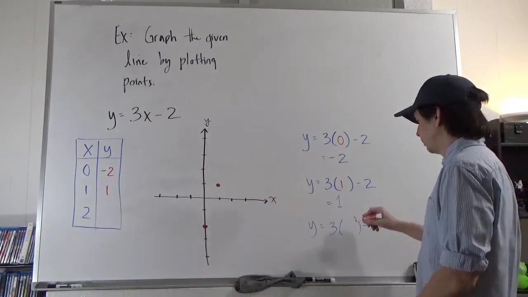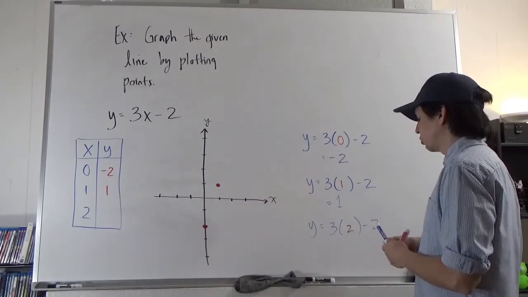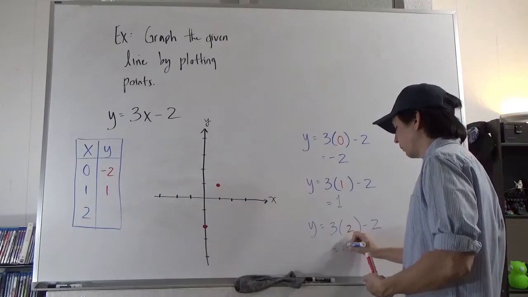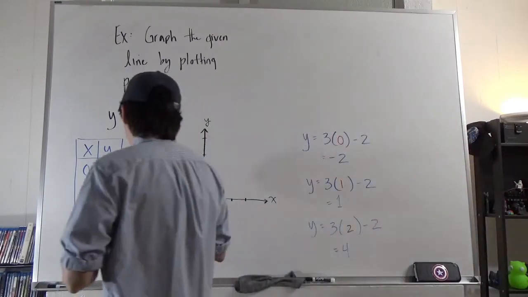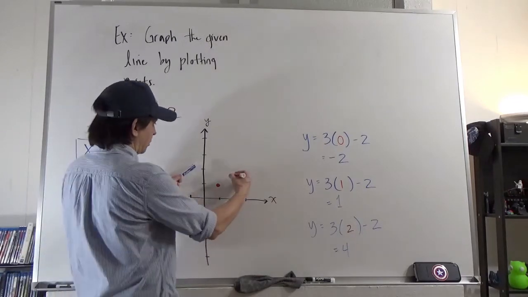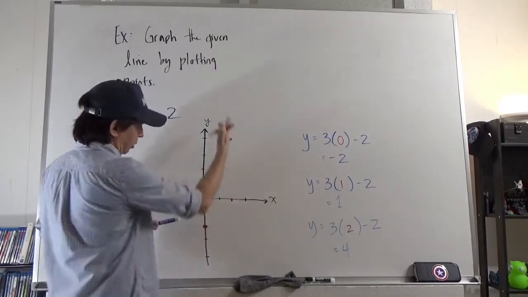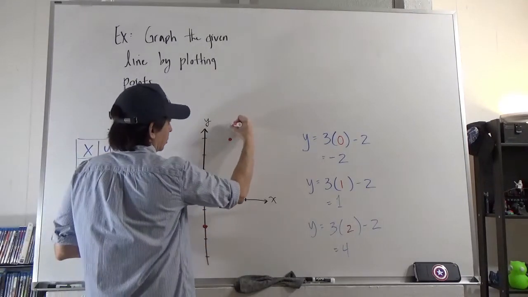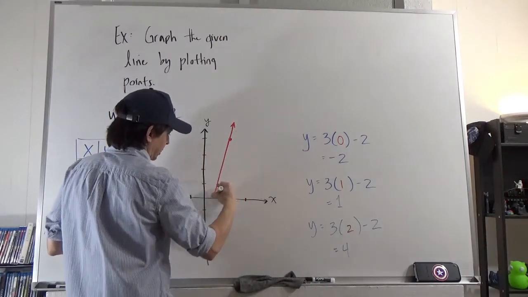Alright, I'm going to plug in 2. It's going to be 6 minus 2, which is 4. So 2 comma 4 is my third checkpoint. 2 comma 4. Alright, and they do look like they line up, so I feel confident that I haven't messed up any of those points.